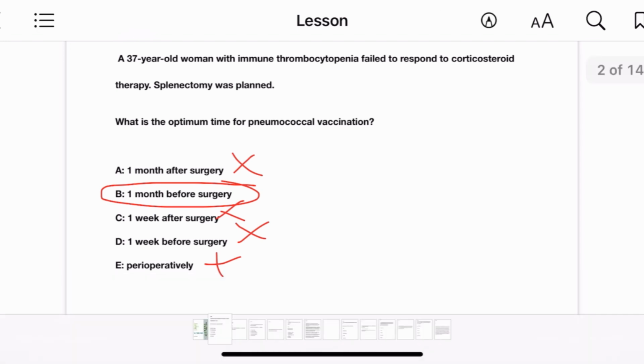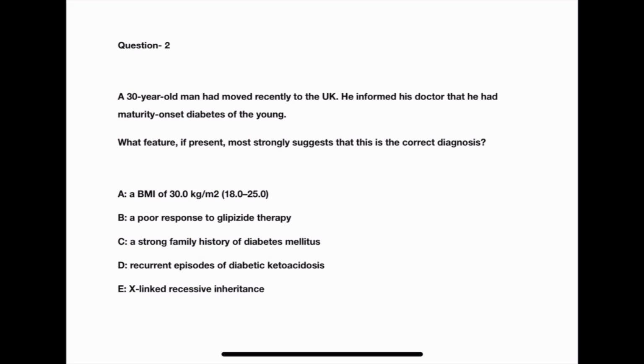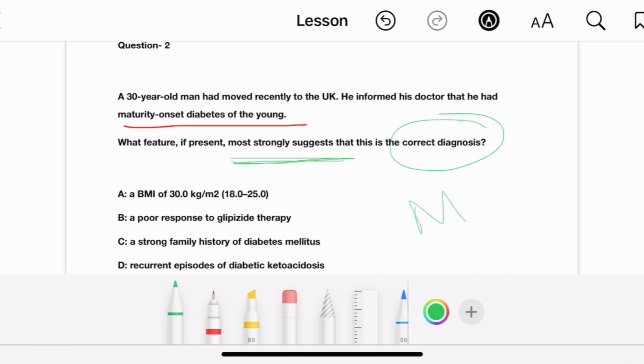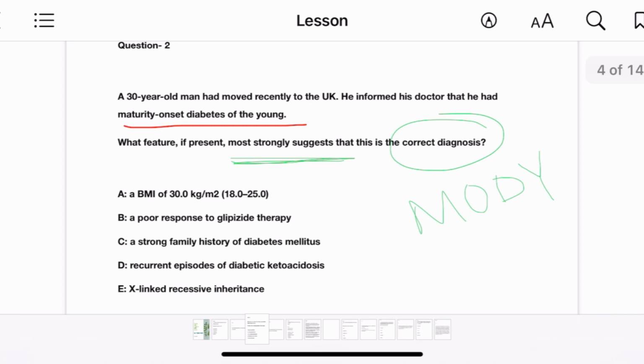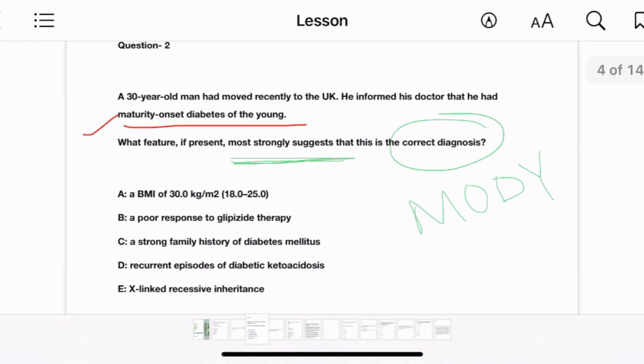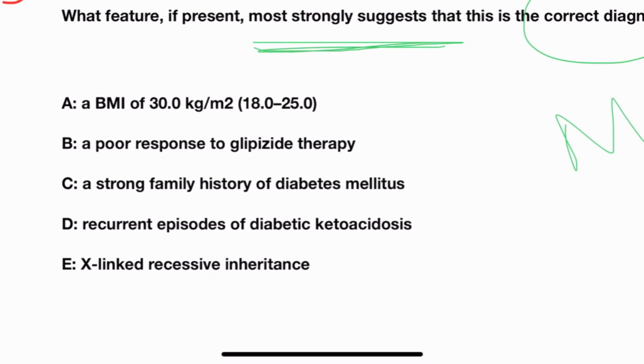Okay. Now coming to the second question. A 30-year-old man had moved to the UK recently. He informed his doctor that he had maturity onset diabetes of the young. So he has a history of maturity onset diabetes of the young. In this case, what is the most important factor that suggests the correct diagnosis of maturity onset diabetes of the young? So the question's theme is, what is the factor which suggests it is MODY?